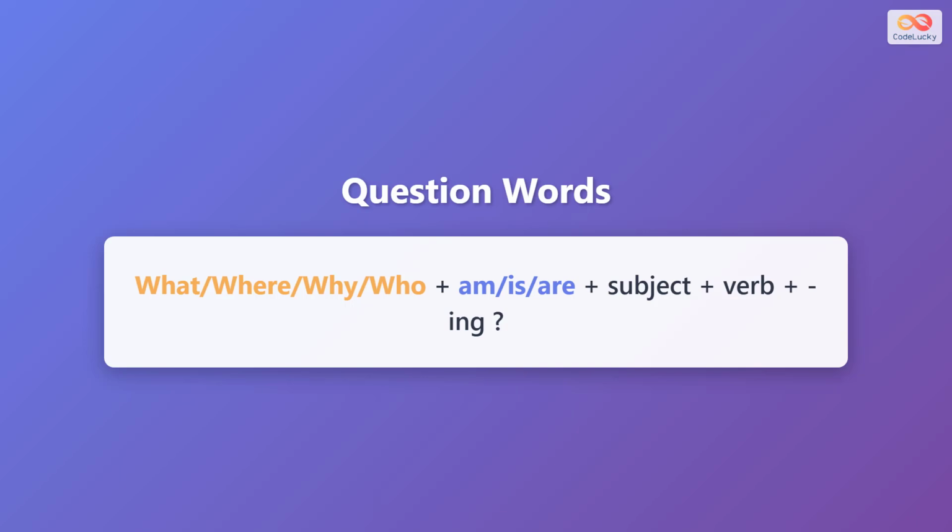We can also add question words at the beginning to ask for more specific information. The common question words are what, where, why, and who. The structure is question word plus am, is, or are plus subject plus verb with ing question mark. These questions help us get detailed answers about actions happening now.